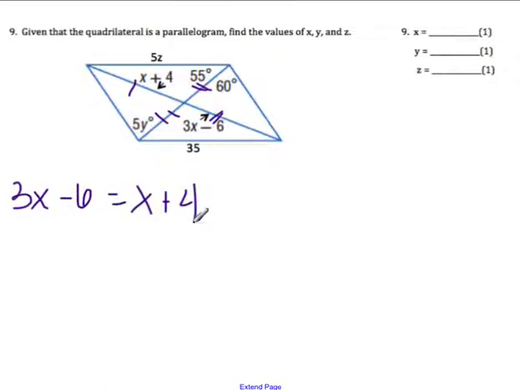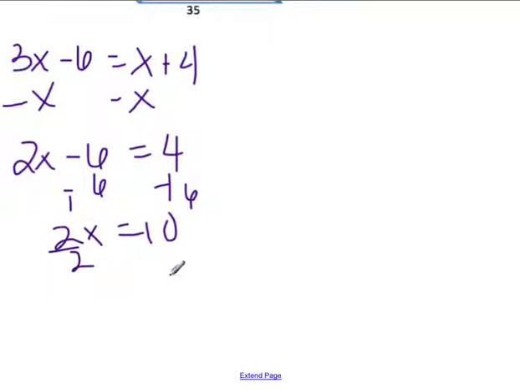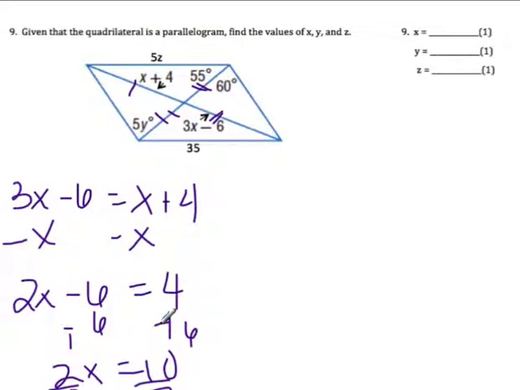Let's solve that for x. Let's bring this x over to the other side. Since it's positive, I'm going to subtract it, and then I get 2x minus 6 is equal to 4. Then I'm going to add 6 to both sides, and I get 2x is equal to 10. Divide both sides by 2, and I get that x is equal to 5. So x is equal to 5.